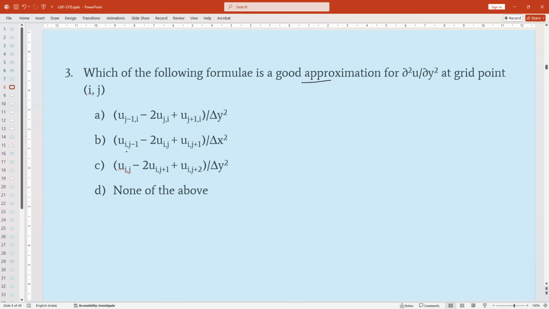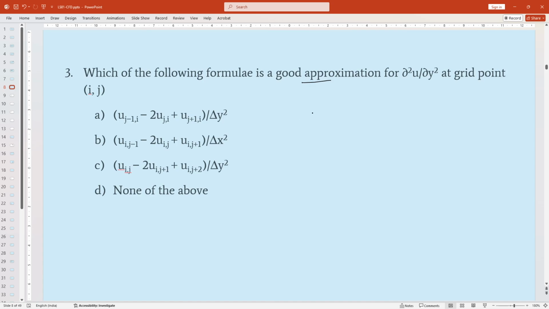Option B, u of i comma j minus 1 minus 2 times u of ij plus u of i comma j plus 1, the whole divided by delta x square. Option C, u of ij minus 2 times u of ij plus 1 plus u of i j plus 2, the whole divided by delta y square. Option D, none of the above.